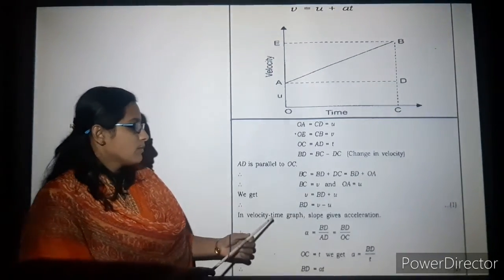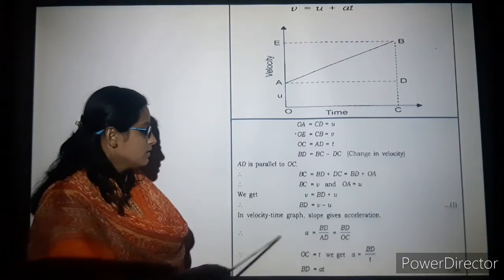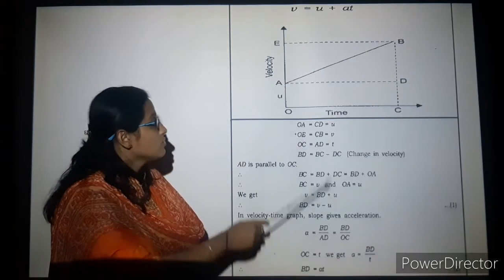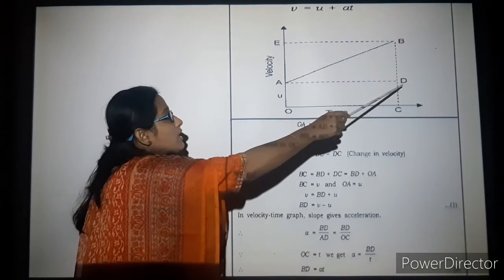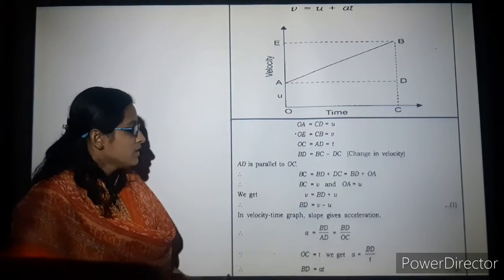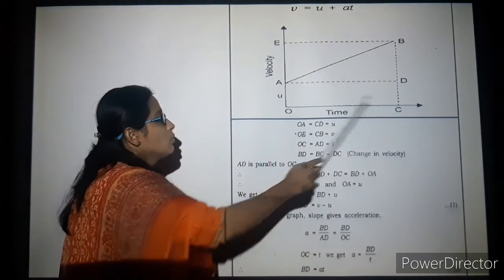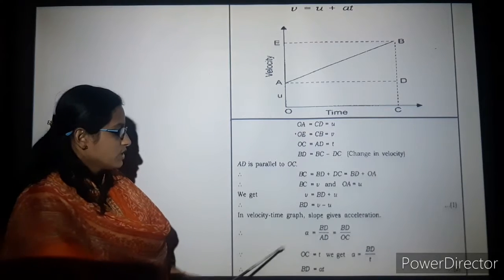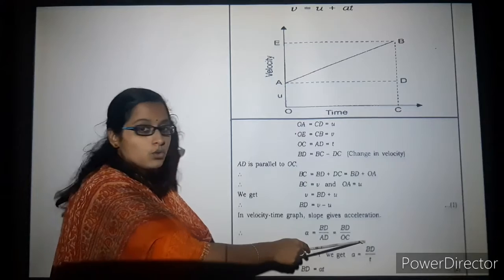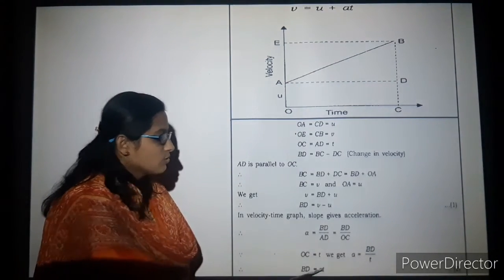In the velocity time graph, the slope gives the acceleration. You can see here that acceleration a is equal to BD by AD, that is velocity by time. That is also equal to BD by OC. OC is with respect to time, as we have told before, so we get a is equal to BD by t. Cross multiplying, BD is equal to at.